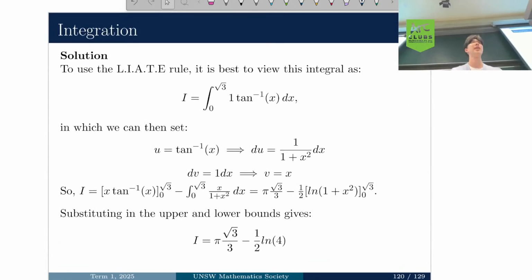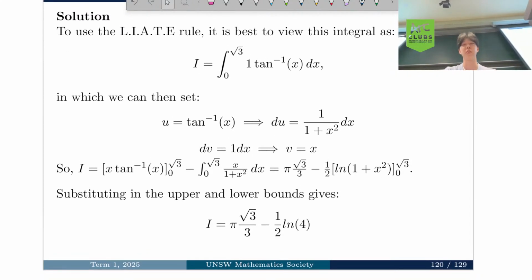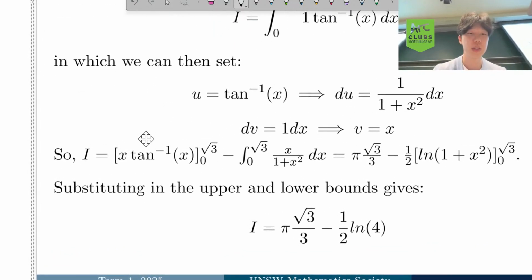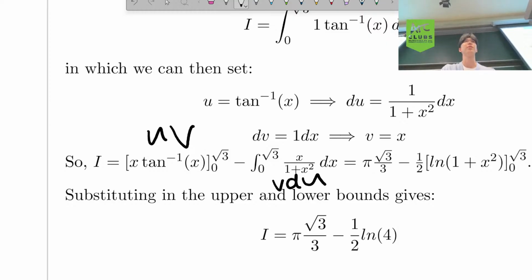So yeah, using the rule that I mentioned earlier, we view the integral as 1 times inverse tan of x. And because inverse trig is on higher priority, we let u equal inverse tan of x because du is 1 over 1 plus x squared dx. dv in turn becomes 1 dx. So v is x. And then we sub it into our formula where this right here is uv, this is v du, and we plug in our bounds.